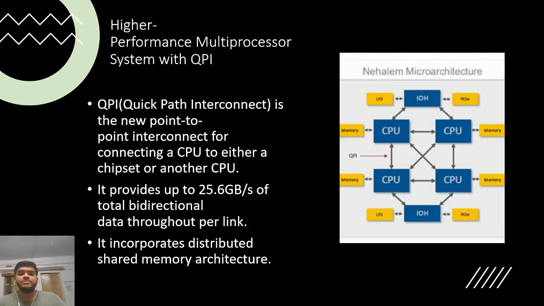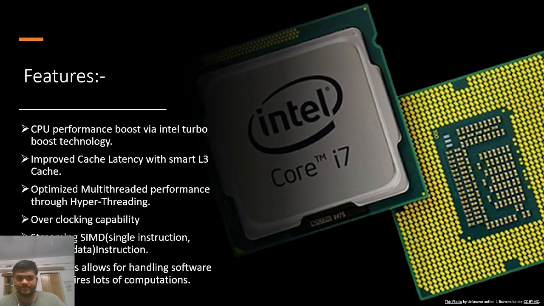Higher performance processor system with QPI, Quick Path Interconnect, is a new point-to-point interconnect for connecting a CPU to either a chipset or another CPU. It provides up to 25.6 GB/s total bidirectional data throughput per link. It incorporates distributed shared memory architecture.